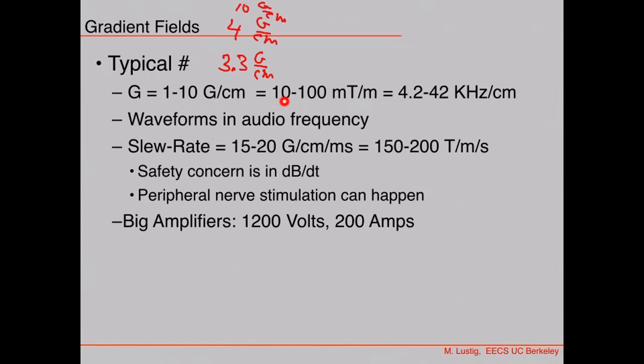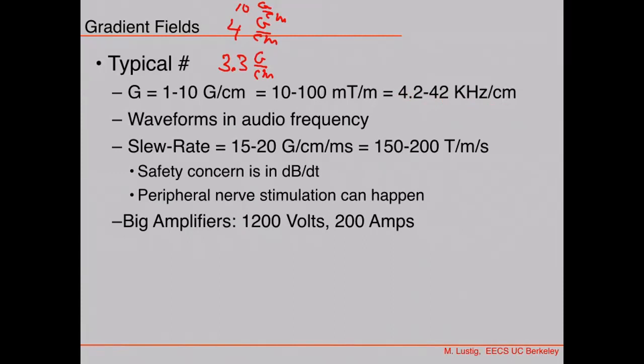So it's about 10 to 100. So 33 Gauss per centimeter, 3.3 Gauss per centimeter is 33 millitesla per meter. Okay, and that also corresponds to about 4.2 to 42 kilohertz per centimeter. So if you remember, through gamma, field Gauss is translated into hertz. Okay, that's the relationship. All right.